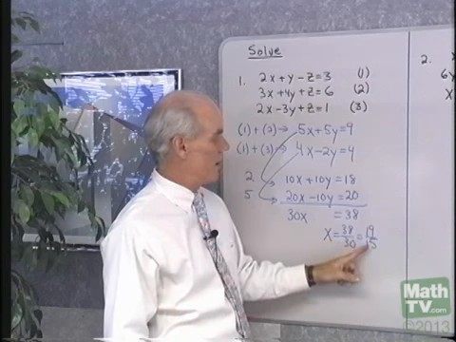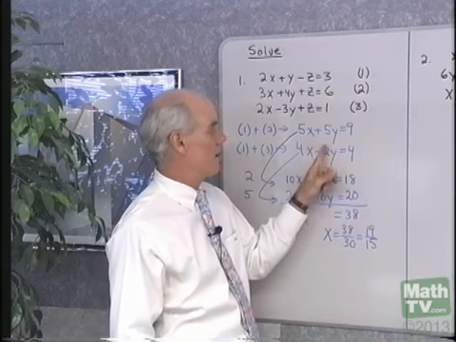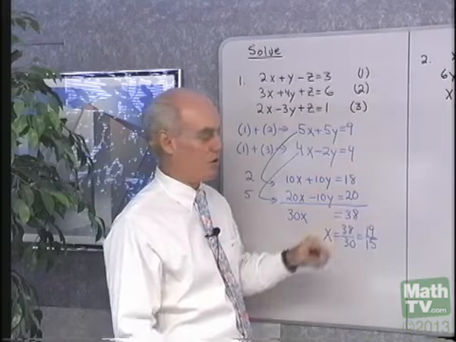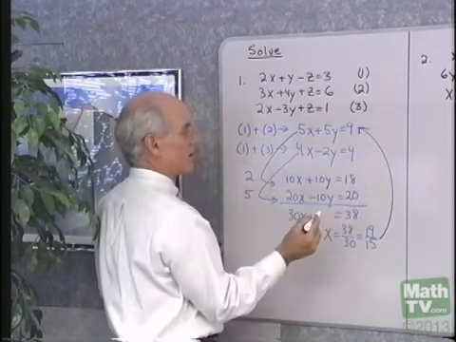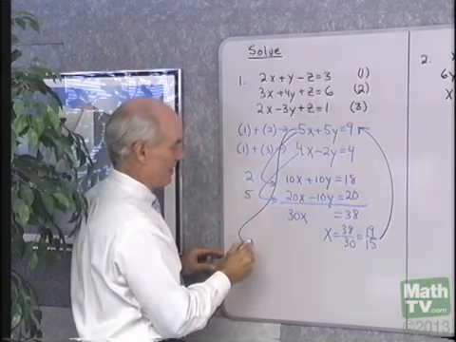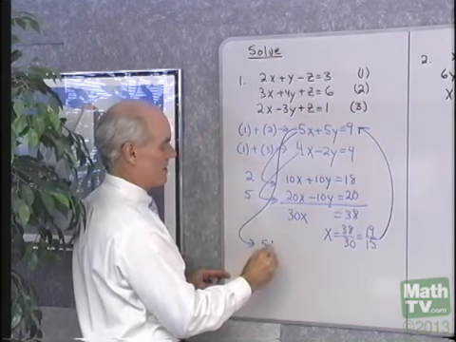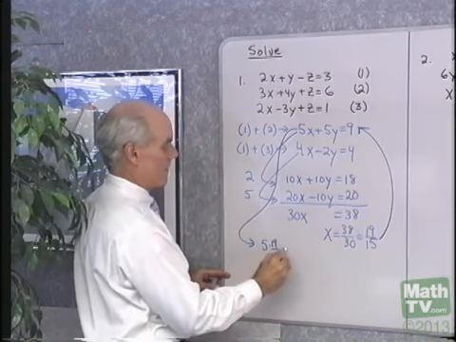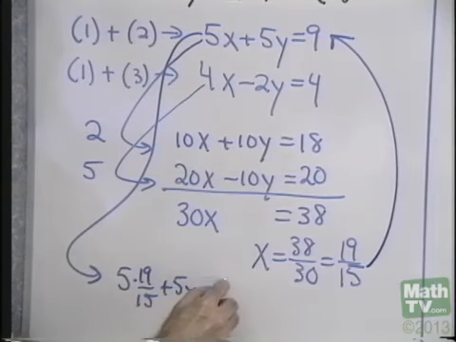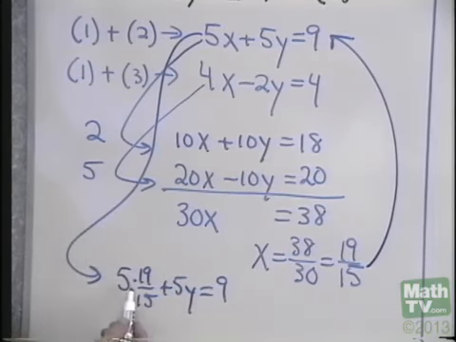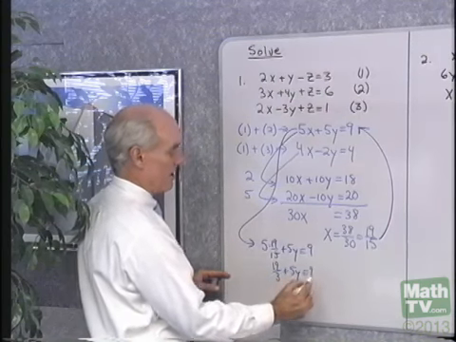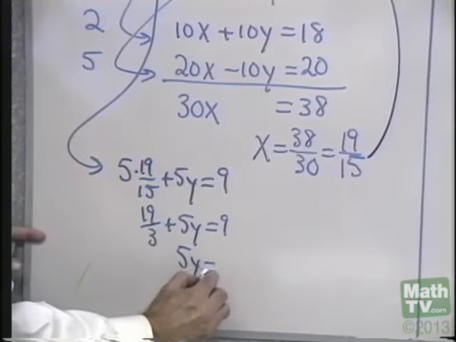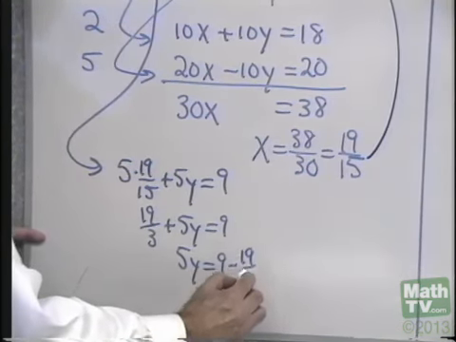So I can substitute x equal 19/15 back into any one of these equations and solve for the corresponding value of y. So let's take 19/15, put it back into this equation, and that will give us 5 times 19/15 plus 5y is equal to 9. Now 5 divides into 15 3 times, so I have 19/3 plus 5y is equal to 9. 5y is equal to 9 minus 19/3.